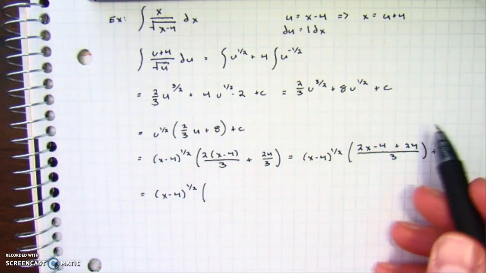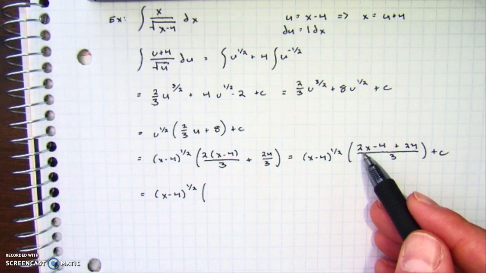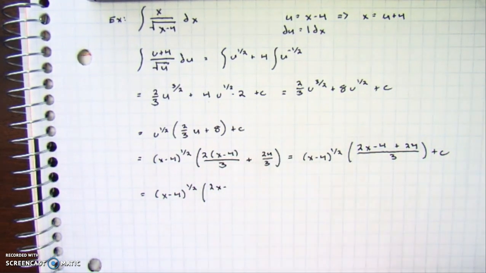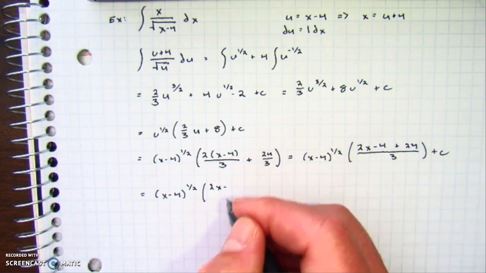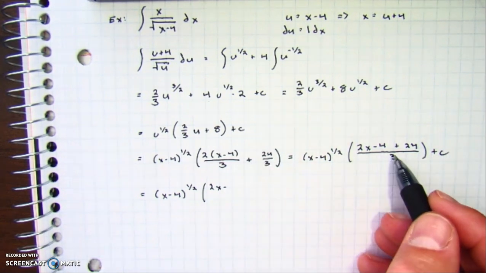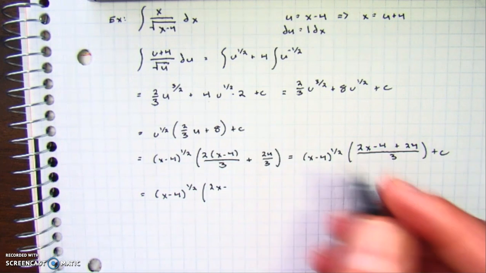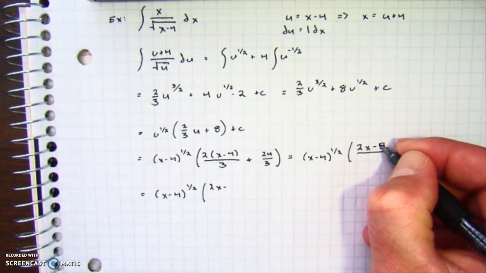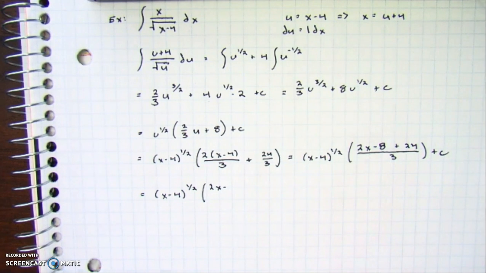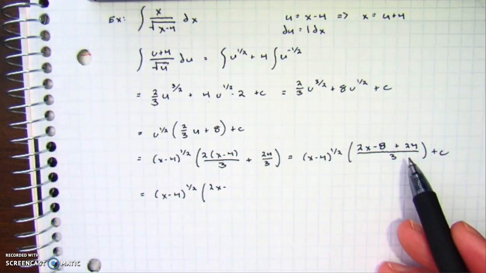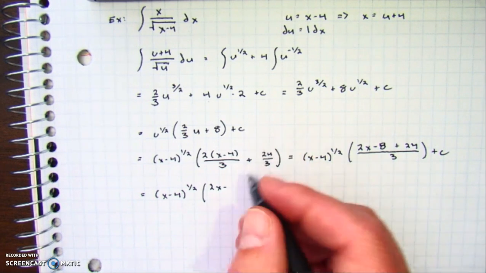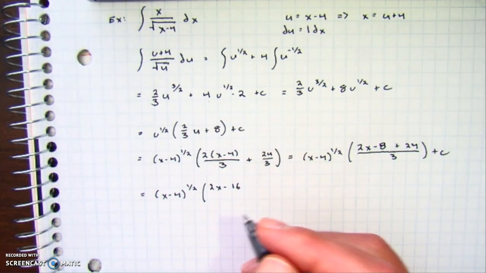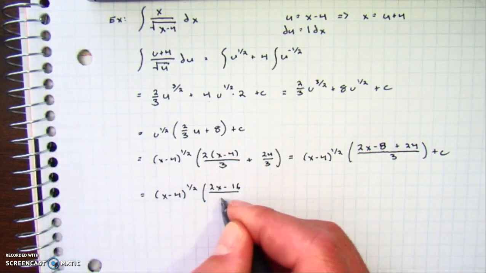Let's break this down. So I'm going to have 2x stays 2x minus, let's see, so I got negative 4 plus 24. So that is, oh, whoops, that should be 8. I'm sorry. Oh, there we go. I knew there was going to be a mistake in there somewhere. All right, so that's minus 8. So then I've got 2x minus 16 over 3.